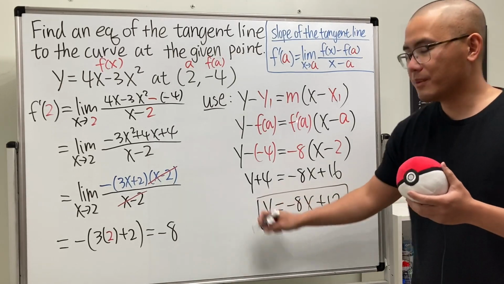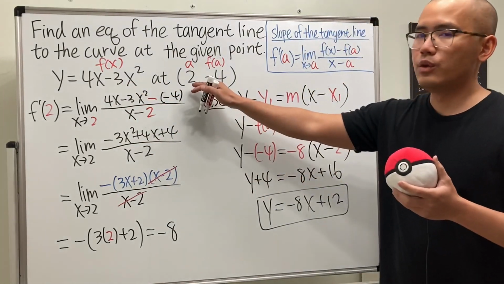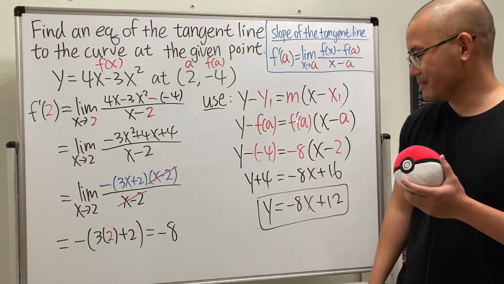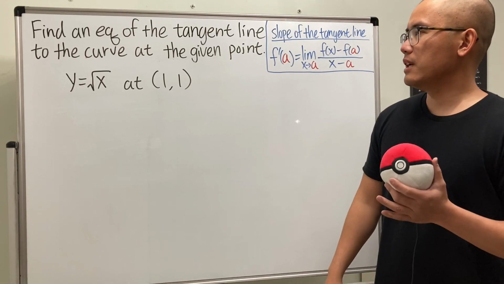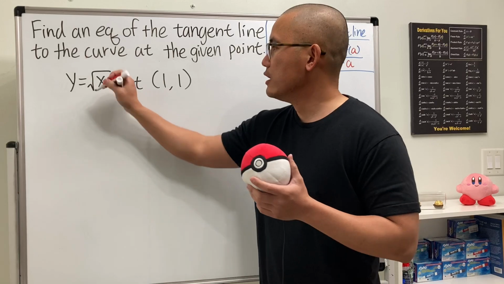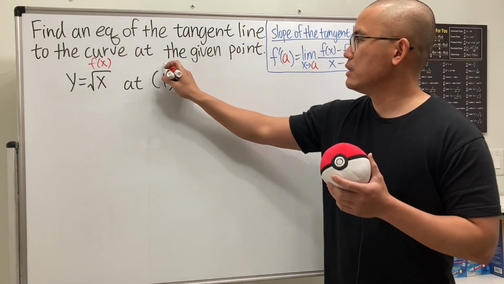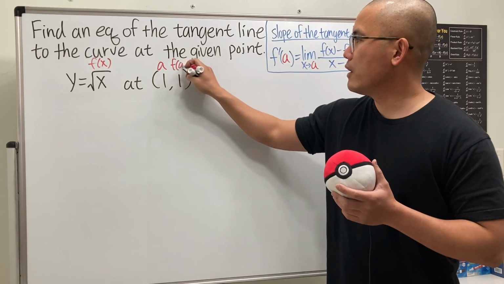So, ladies and gentlemen, this right here would be the tangent line to this curve at a equals 2, or x equals 2, same thing. So let's look at another equation of a tangent line. This time our function is square root of x. So let's label that as f of x. And then for this right here, this is the a and this is f of a.